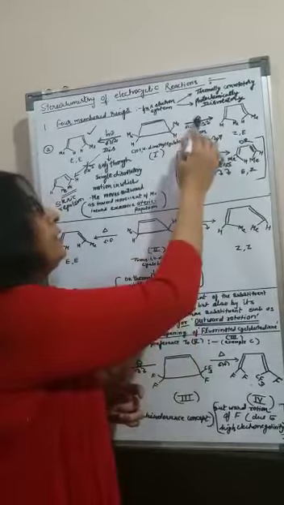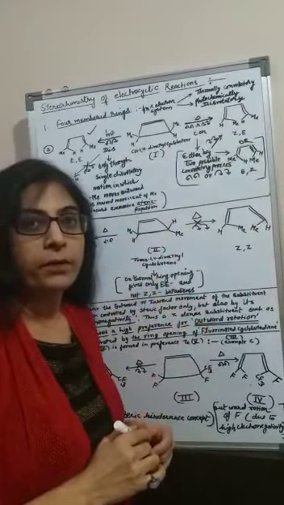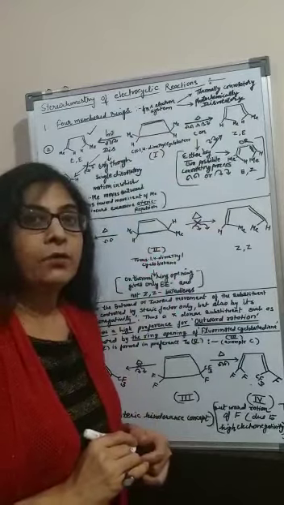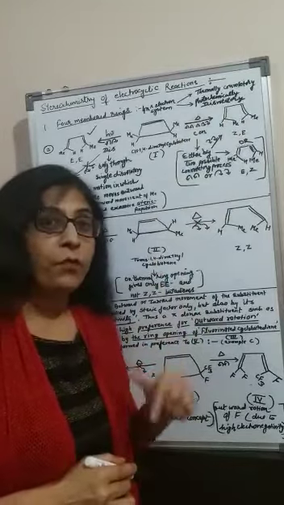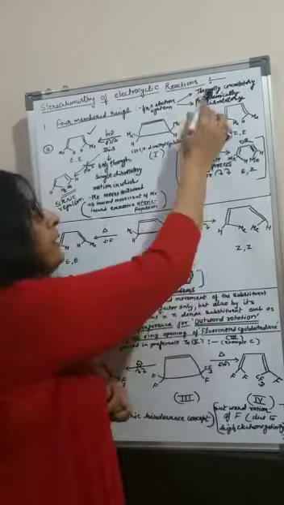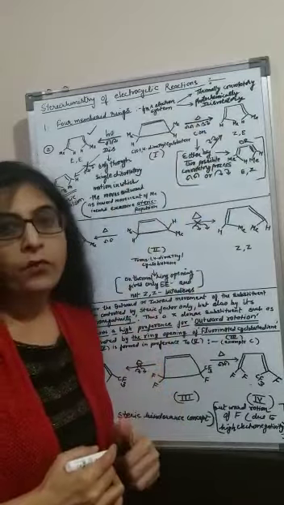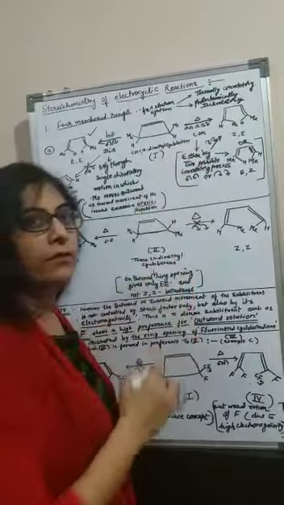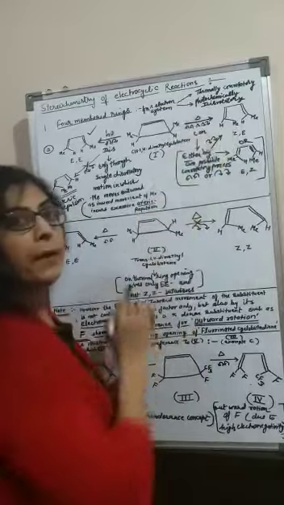So thermally a 4n pi electron system undergoes a conrotatory process, and if the process is photochemical and the system is a 4n pi electron system, then it undergoes a disrotatory process. If a 4n plus 2 pi electron system is there, then it undergoes thermally a disrotatory process and photochemically a conrotatory process, the reverse of the 4n pi electron system. So let's understand this interconversion of cyclobutene into butadiene. This is happening by a conrotatory process.